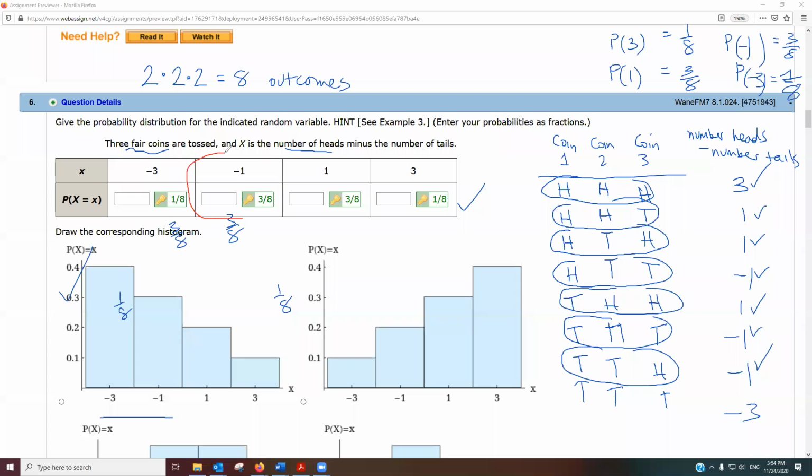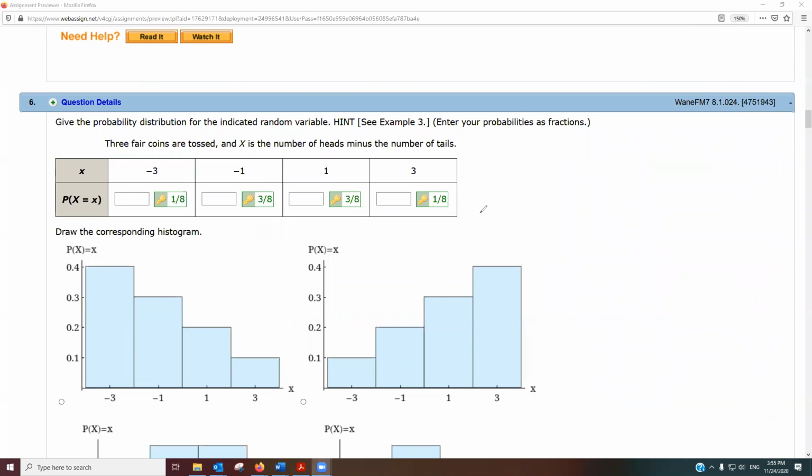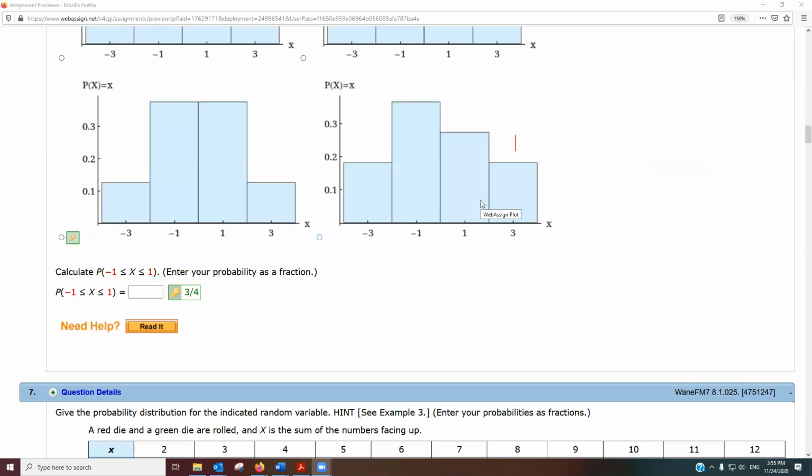So they want the sum between -1 and +1. So that's 3/8 plus 3/8, and 3/8 plus 3/8 is 6/8 or 3/4. So this probability is 6/8, which is 3/4.